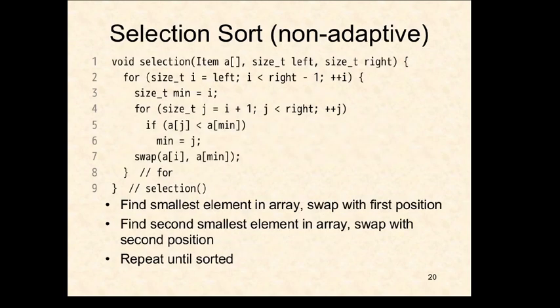Okay, selection sort. Now here's all the code. Let's talk about the basic idea at the bottom before we look at the code. So the basic idea of selection sort is let's go through and find the smallest value and swap it with the first position. Then I'll look through the rest of the array, not including the one that I've already put in the right place. I'm going to look at the rest of the array, find the second smallest element, swap it with the second position, and we're just going to keep doing this.